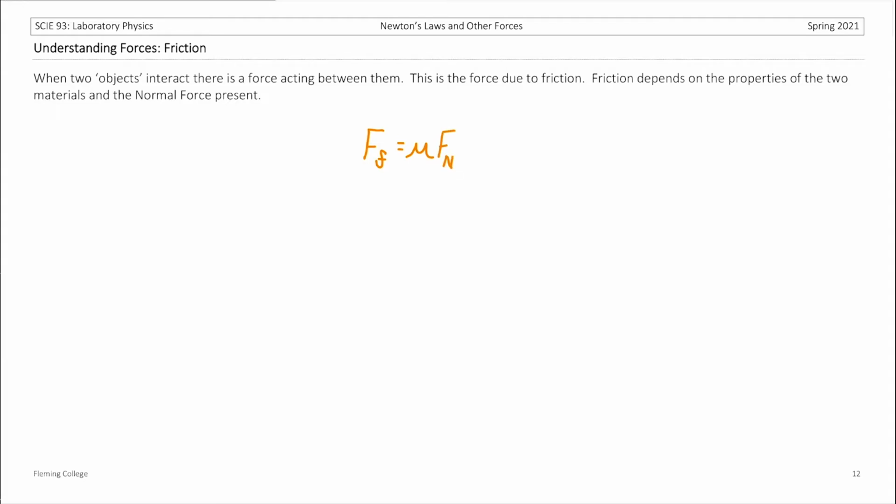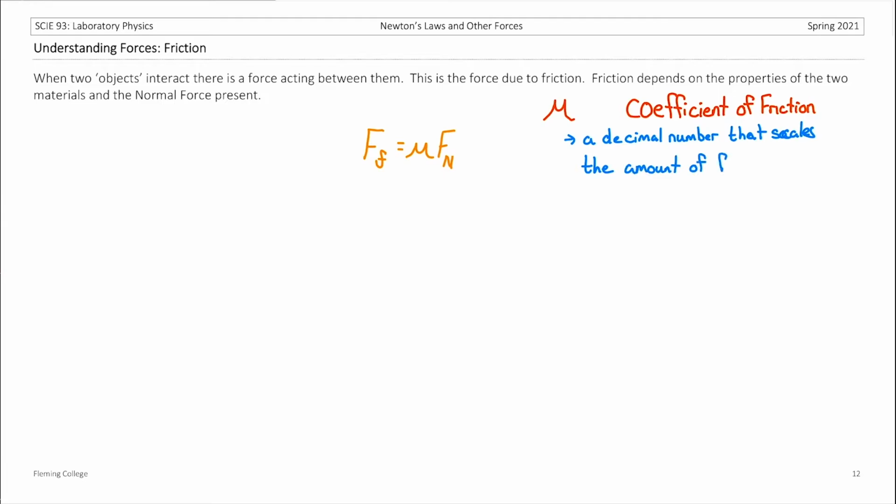You'll notice that this formula does not have vector arrows. We will need to interpret the direction of our force, as right now with our level of math, we can only calculate the magnitude. In this formula, you'll see a new variable. Mu represents the coefficient of friction. It is often a decimal number that essentially scales the amount of force applied.